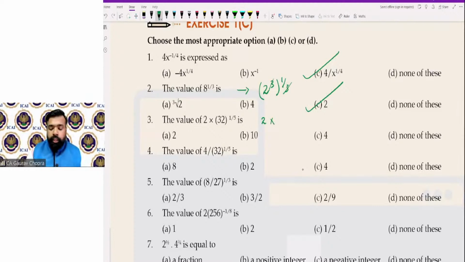Because 2 multiplied by 32 can be written as 2 to the power of 5 whole to the power of 1 by 5. So 5 will get cancelled. So 2 into 2 becomes 4. Option C.